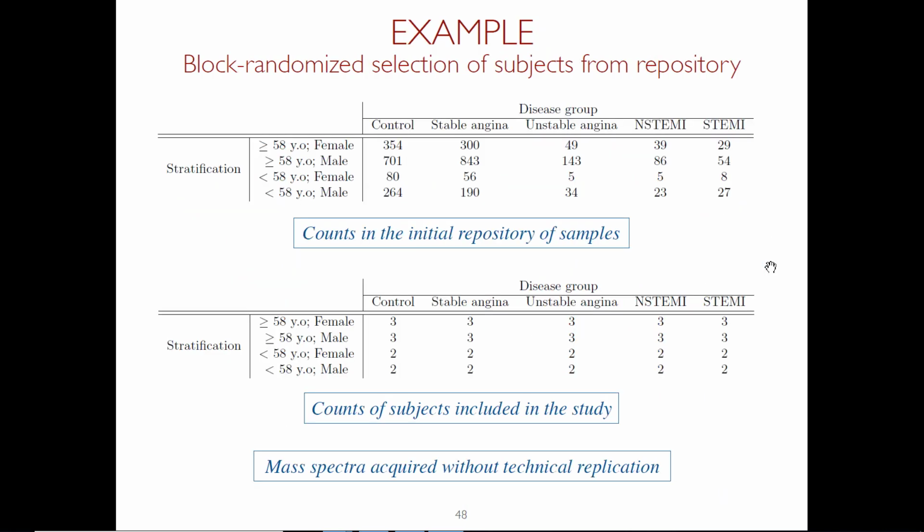As an example, this was a study we actually did with Munich Heart Center some years ago. They had a repository with plasma samples which they were storing from all the patients who came to see them. These were the numbers in the repository, stratified by age and gender. One way to do this is to randomly sample from each line in this table, making sure that each line has the same number of replicates from each condition. Here we had 5 disease groups. Now, different lines can have different numbers of replicates, but within the line, you want to have the same number of replicates everywhere.